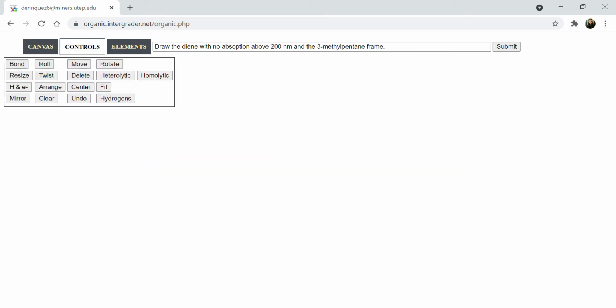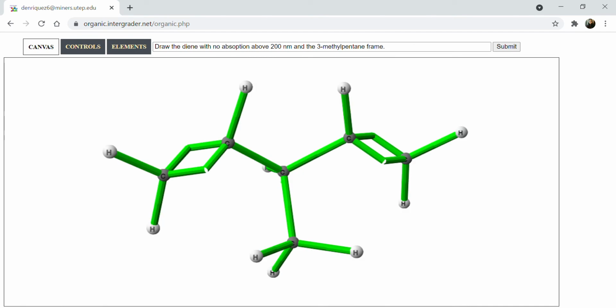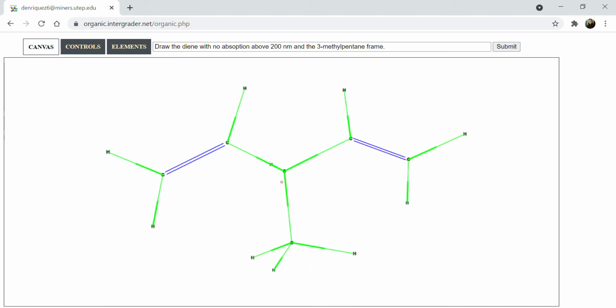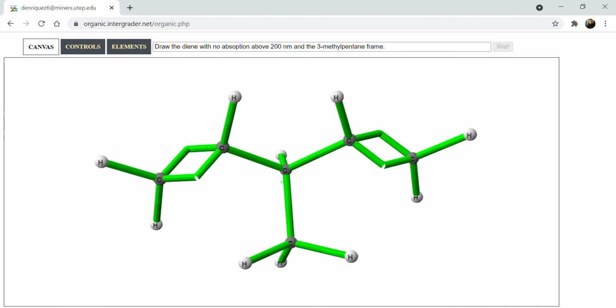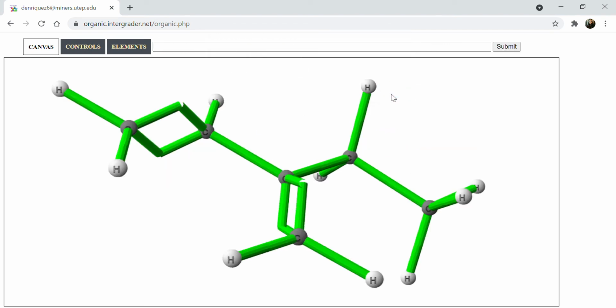Oops. Make sure not to draw any extra carbons on the canvas. Okay, that looks good to me. So when it says it doesn't go above 200, it's a short wavelength, it's isolated. If it's a long wavelength, that's conjugated, and it would be right here and right here. They'd be closer together.